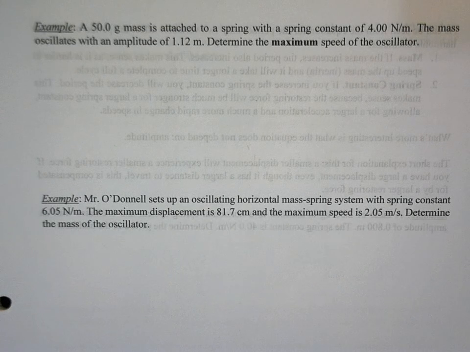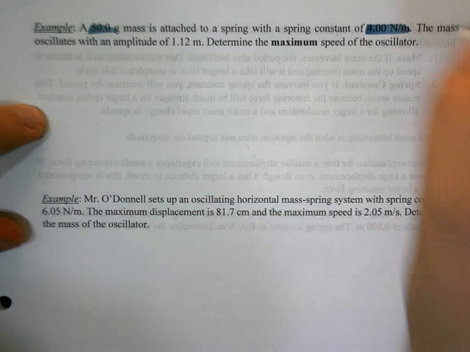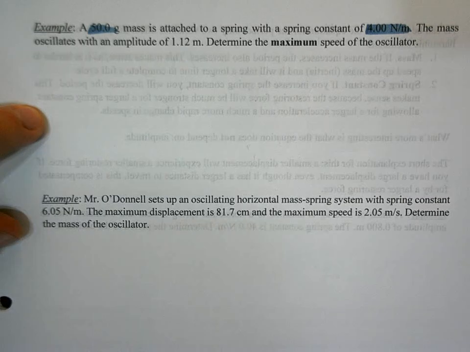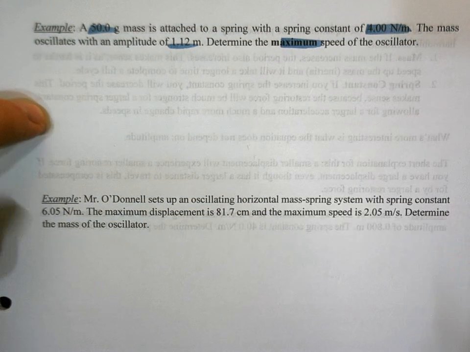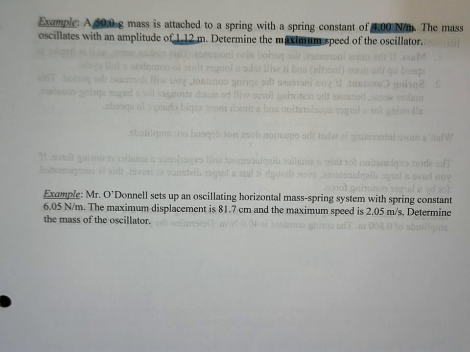Alright, let's play around with that equation for the maximum speed of an oscillator. So we have a 50 gram mass, and it's attached to a spring that happens to have a spring constant of 4 newtons per meter, so a very weak spring. It's going to oscillate this mass with an amplitude of 1.12 meters. Let's find the maximum speed of the oscillator.